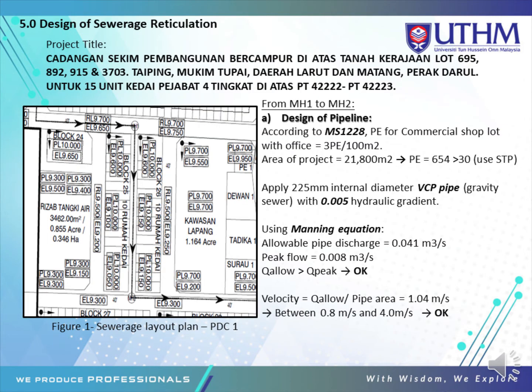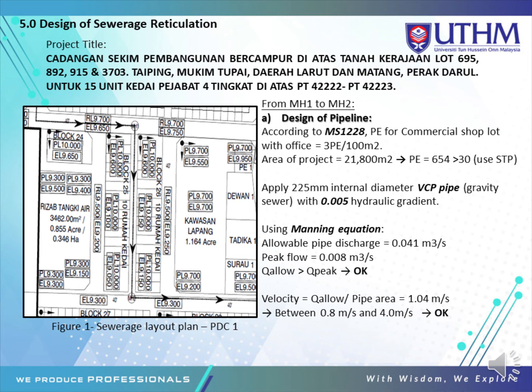Design of sewerage. For manhole 1 to manhole 2, the total PE is equal to 654. We apply 225 mm internal diameter VCP pipe with 0.05 hydraulic gradient. Using many equations, we get the allowable pipe discharge equal to 0.041 cubic meter per second and the peak flow equal to 0.008 cubic meter per second.